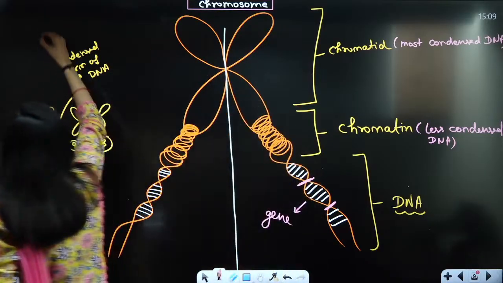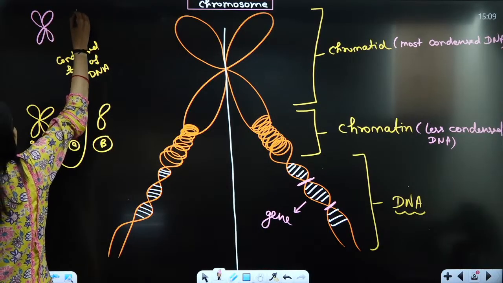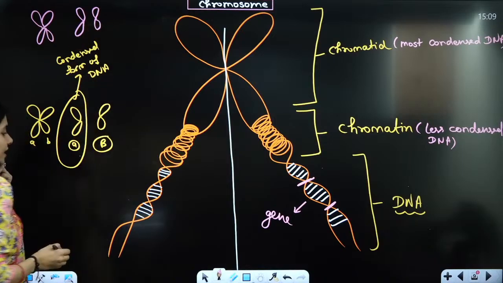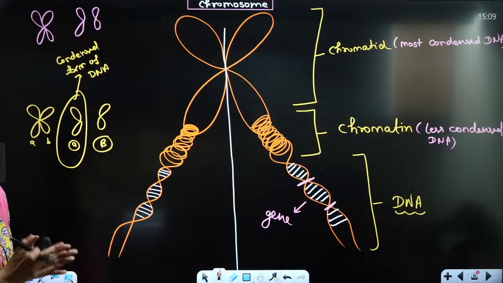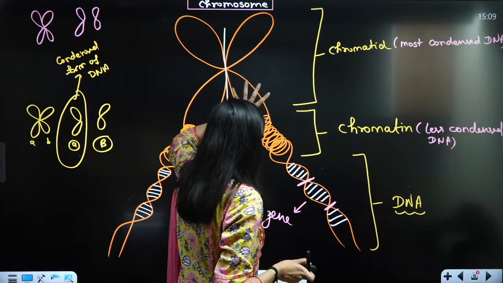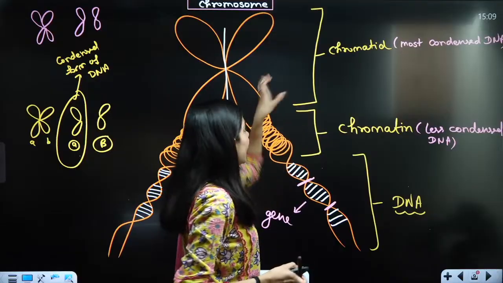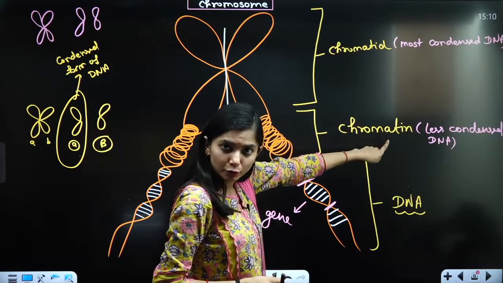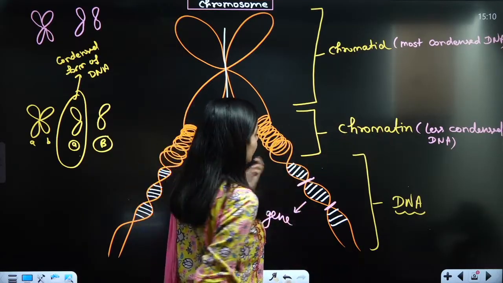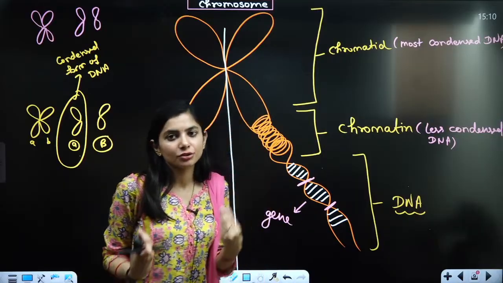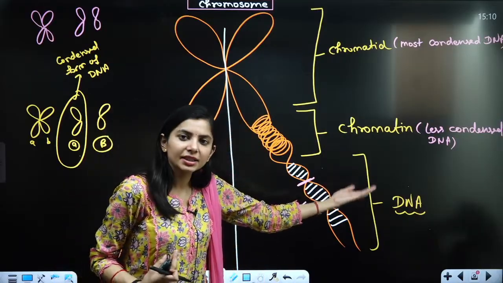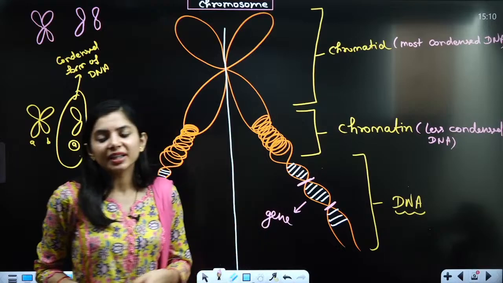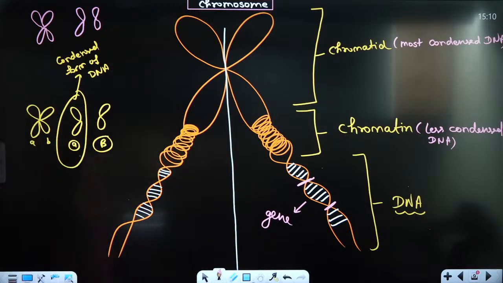So chromatid is nothing but, let us suppose this is the DNA, so this shape and this shape together make up one chromosome. Now this chromosome is further stretching out, the most condensed part is the chromatid, then the less condensed part, and when I stretch it further, this double-stranded structure or double helix structure is nothing but the DNA. DNA is deoxyribose nucleic acid and it is considered the gene.